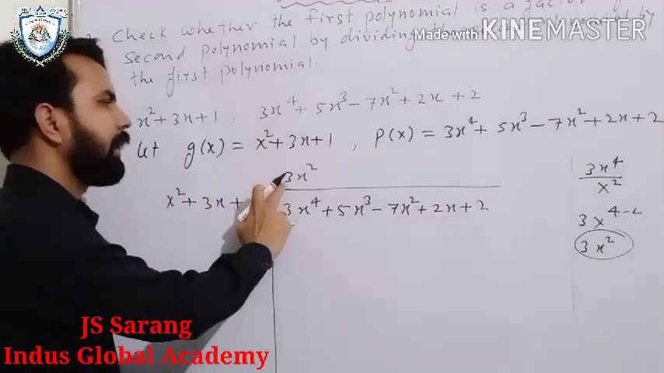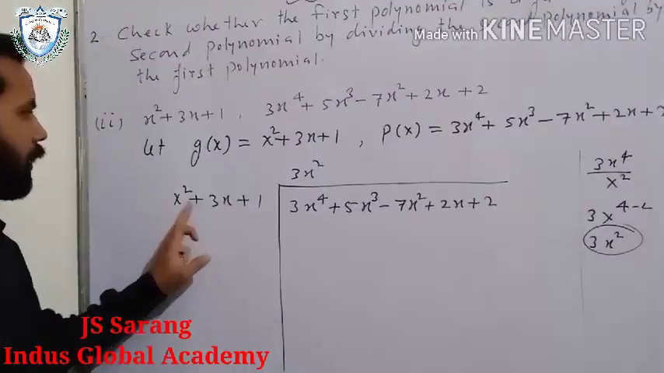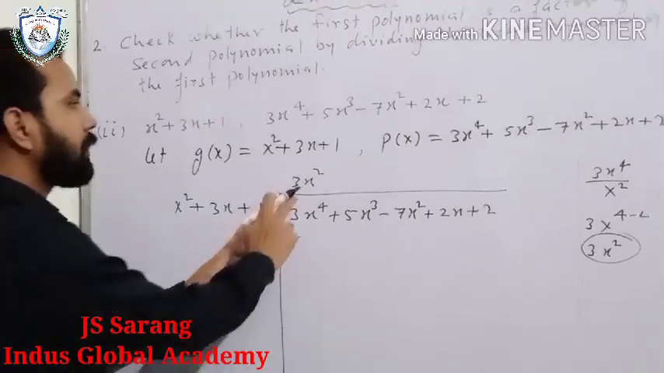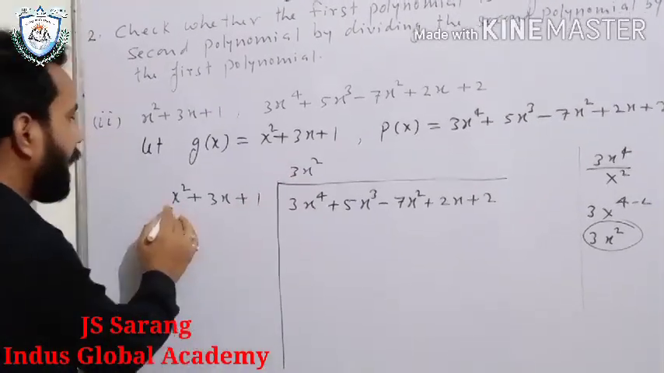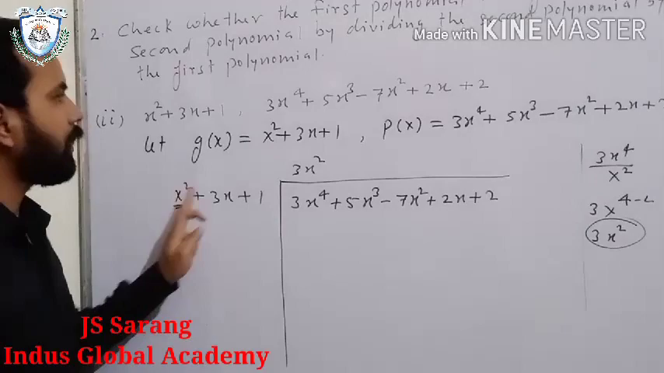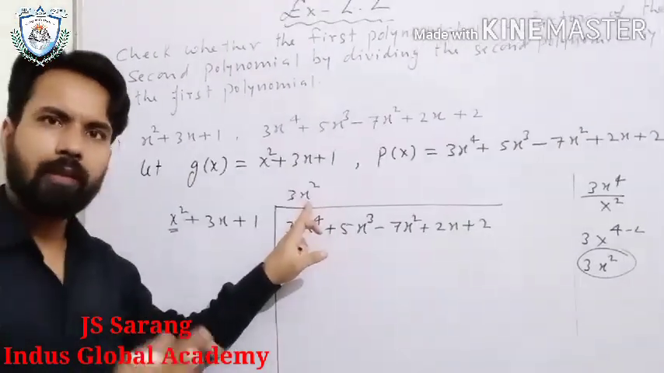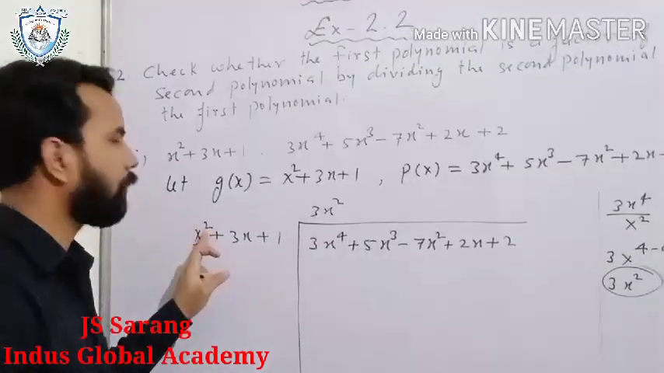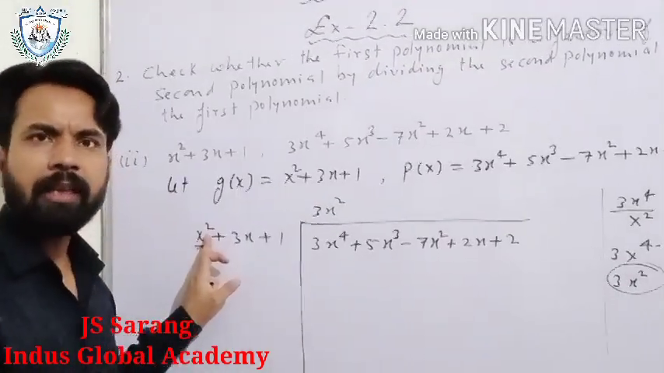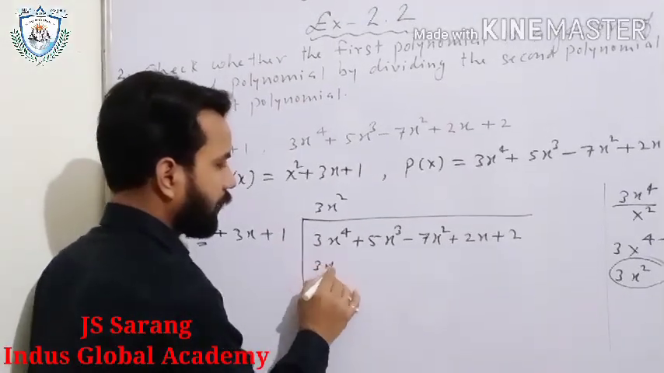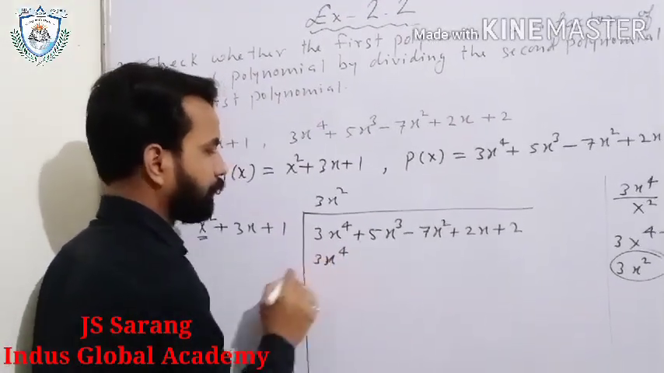Now by this 3x square, we will multiply each and every term of this divisor. So this 3x square is multiplied by x square. So x square into x square. In multiplication, if bases are same, then powers will be added. So power 2 and power 2 will be added. So we will get x to the power 4, and 3 will be here. So this is 3x to the power 4.